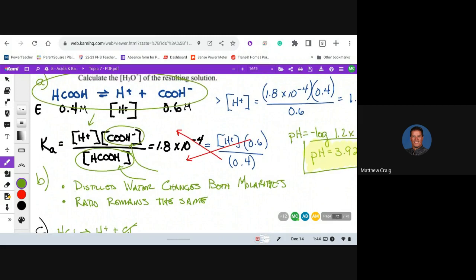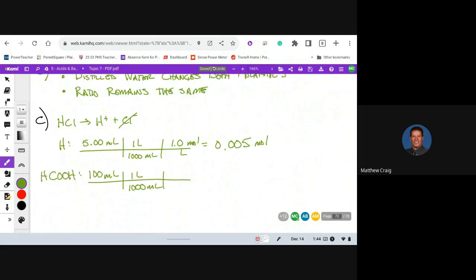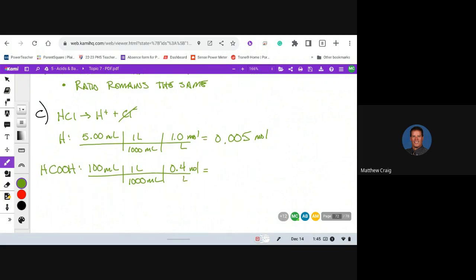And that one was 0.4 moles per liter. And so that's 0.04? I do that right? I think so. Okay. What was that? I'm sorry.